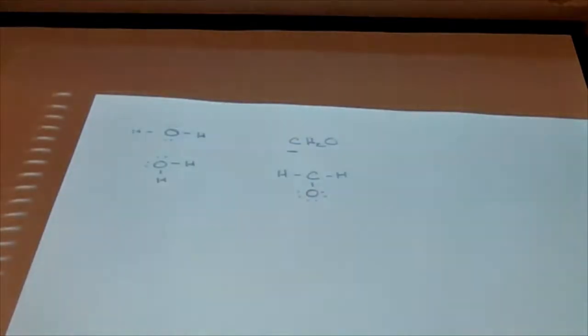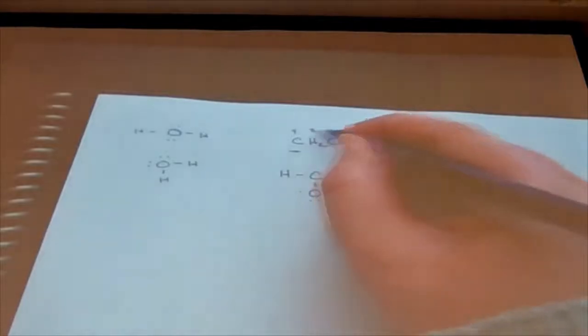And then you might have done this and said, oh, well, that looks good. And that also has, let's see, we had 4 plus 2 plus 6, that's 12. That has 12. What's wrong with this structure?